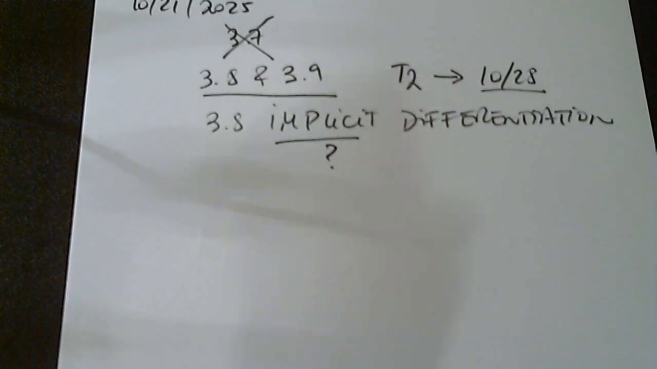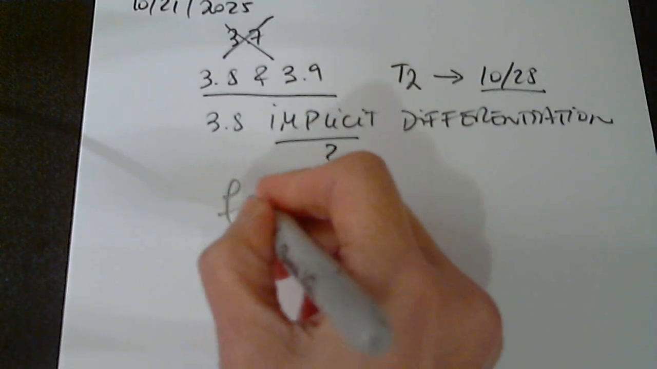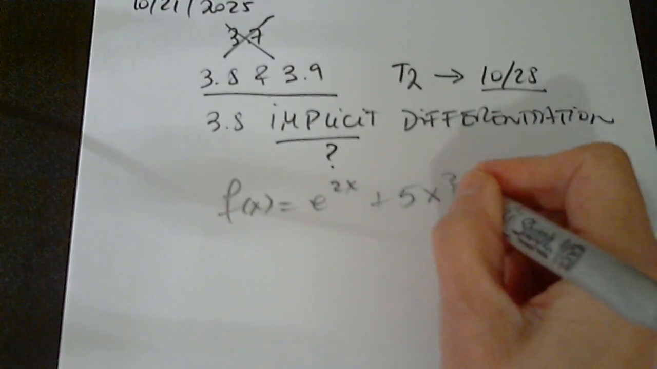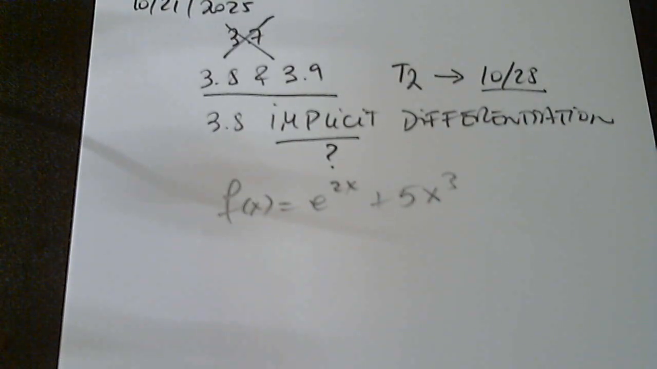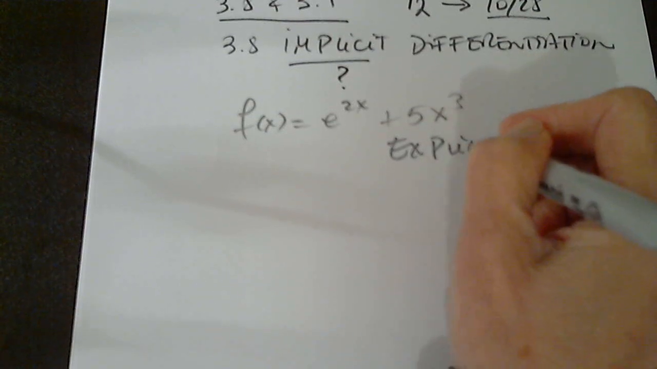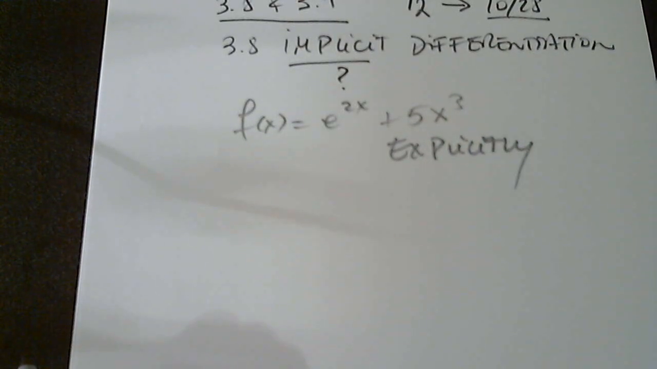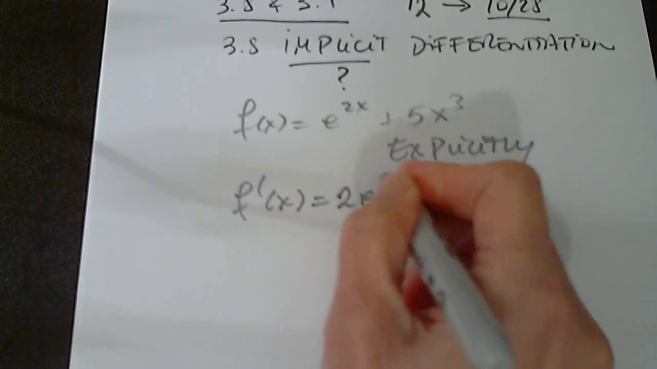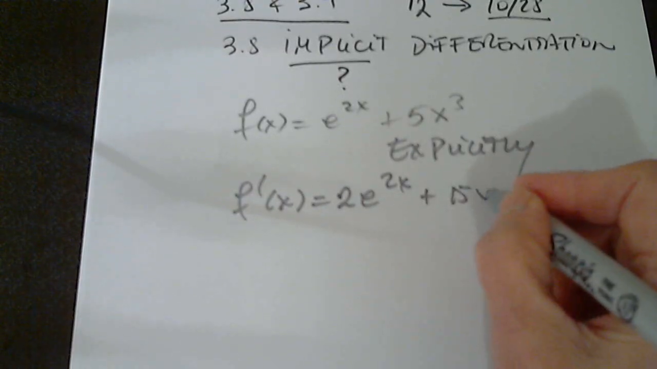What is this? Implicit differentiation. Well, if I'm given a function, let's say f of x equals e to 2x plus 5x cubed, there is no problem there. The function is given to us explicitly. And all we have to do is just find f prime of x, which is 2e to 2x plus 15x squared.